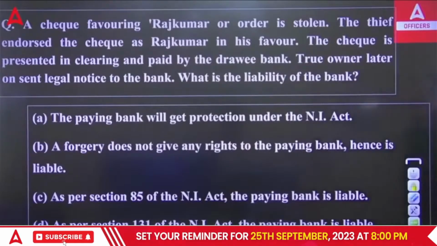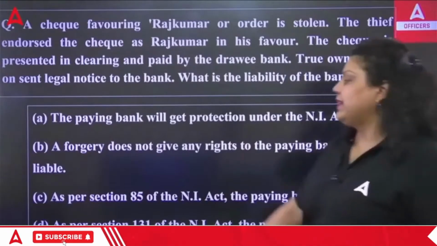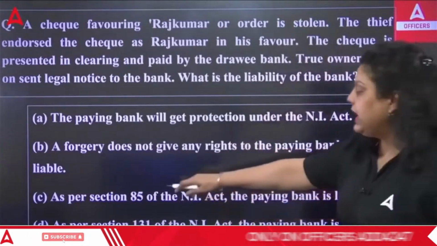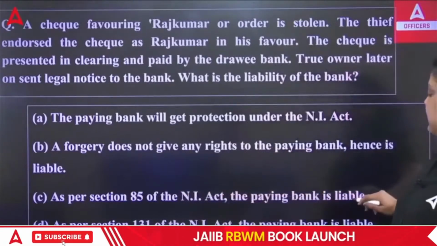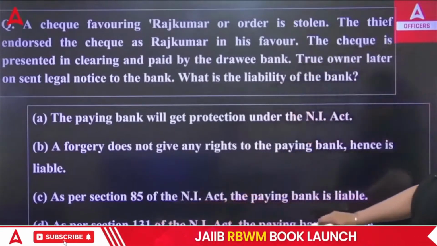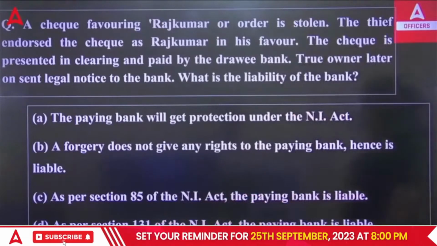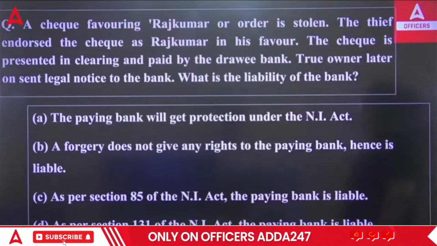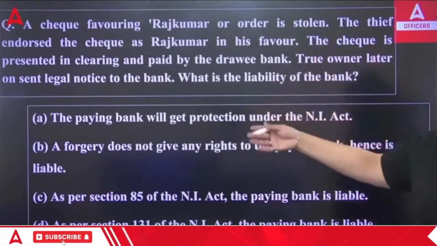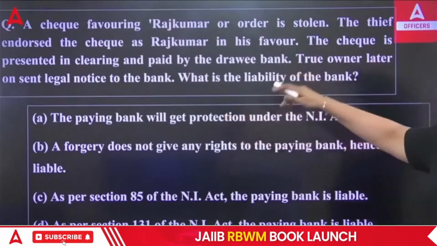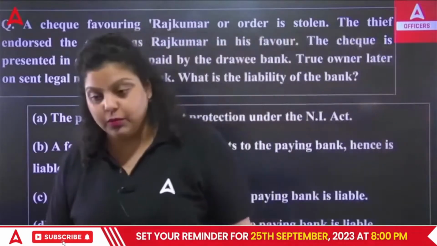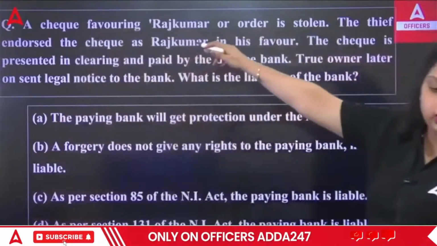So the first option says the paying bank will get protection under the Negotiable Instrument Act. The second says a forgery does not give any rights to the paying bank, hence it's liable. As per Section 85 of the NI Act, the paying bank is liable. As per Section 131 of the Negotiable Instrument Act, the paying bank is liable. So we are saying the check favoring Mr. Rajkumar or order is stolen, and the thief endorsed the check. The thief has done what? Endorsement. He transferred the check as Rajkumar in his favor. It means he has forged the signature of Rajkumar. That's why he was able to endorse the check.